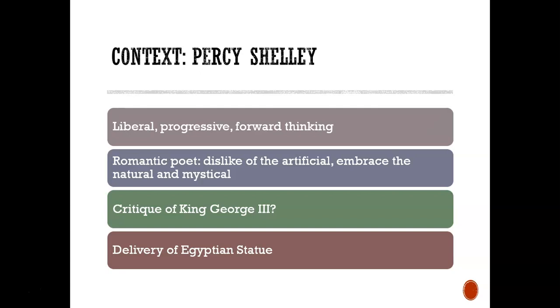Now, he was liberal, progressive and forward-thinking. Again, who is another poet that we've studied that is like this? He's a romantic poet. So his dislike of the artificial, the man-made, this would include cities, this would include industrialization. Embrace the natural world, embrace the mystical world, embrace the supernatural almost.